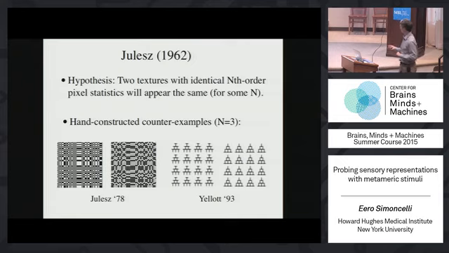Here's another example that came out a bit later by Jack Yellott. These two things also are matched up to third order. So Julesz decides that the theory is a failure, and he abandons it. And he begins a new theory, which is the theory of textons, which is a much less precisely specified theory that has to do with laying down basically, it's sort of a generative model, if you like. Everybody's fond of generative models these days, except for me.